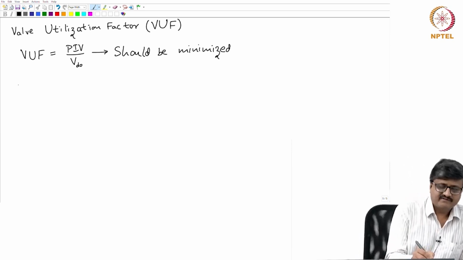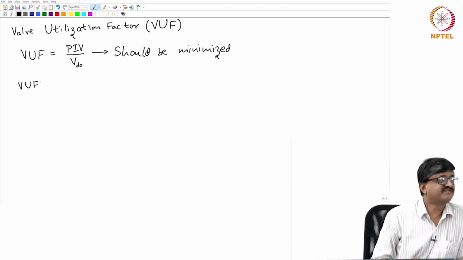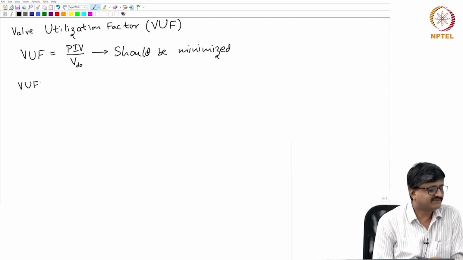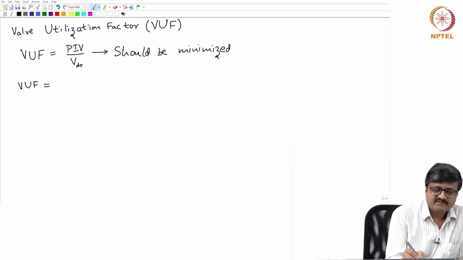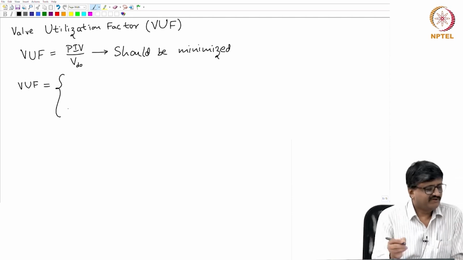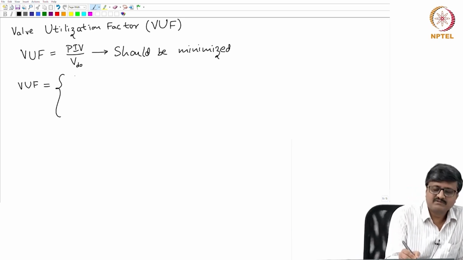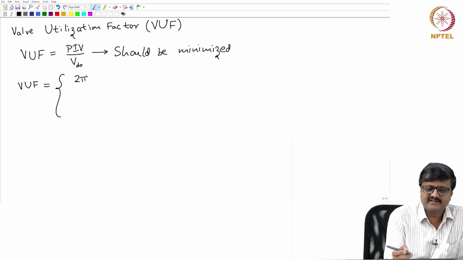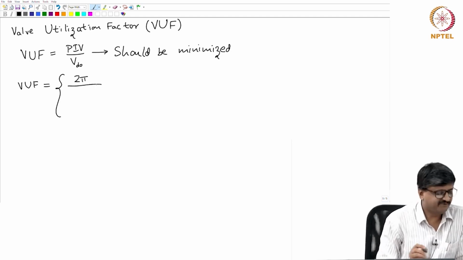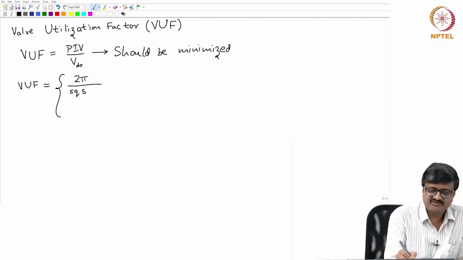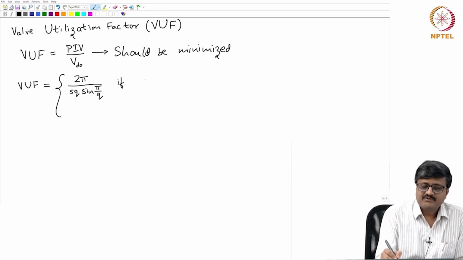So, let us try to get the expression for VUF by substituting the expressions for PIV and VDO. We have one expression for VDO, but for PIV we have two different expressions, one for odd values of Q, one for even values of Q. So, let me first write the expression for Q equal to an even integer. I will straight away write the expression, you can verify it by looking at the expressions for PIV and VDO. It is 2 pi by SQ sine pi by Q, if Q is even.